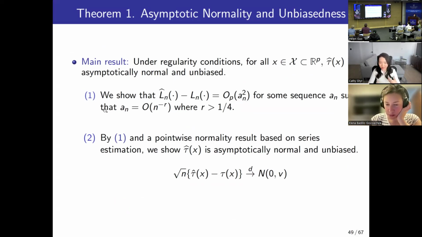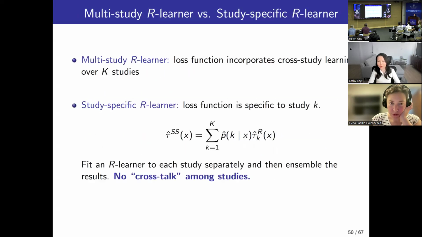With that result, and in addition to the point-wise normality result based on series estimation, which is a non-parametric regression technique, we can then show that tau hat is asymptotically normal and unbiased. Now, before I jump into the second result, which is efficiency, I want to quickly introduce a second estimator.